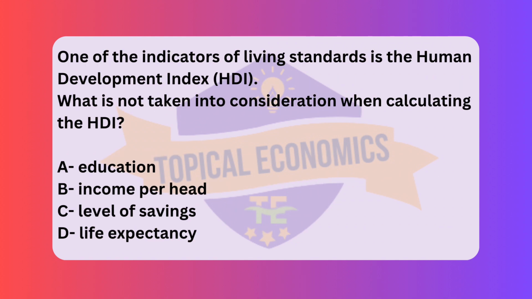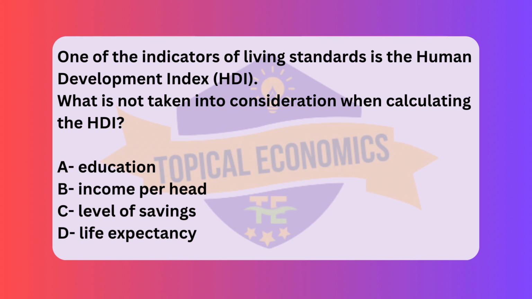Moving to the 9th question. One of the indicators of living standards is the Human Development Index, HDI. What is not taken into consideration when calculating the HDI? A. Education. B. Income per head. C. Level of savings. D. Life expectancy. This question is from year 2020 October, November, version 3. The correct answer for this question is option C.